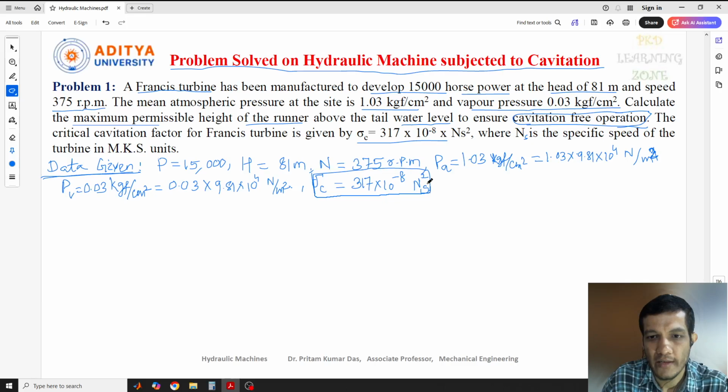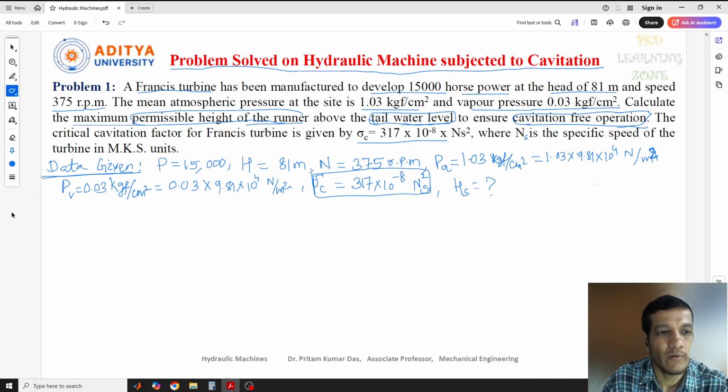So what we need to find out? We need to find out the maximum permissible height of the runner, that means where we need to keep the runner above the tail water level. That means we need to find out the suction head. In the turbine we have the runner. Where we need to keep the runner above the tail race, how much height, how much head is required? That is nothing but HS, the suction head. That is our HS.